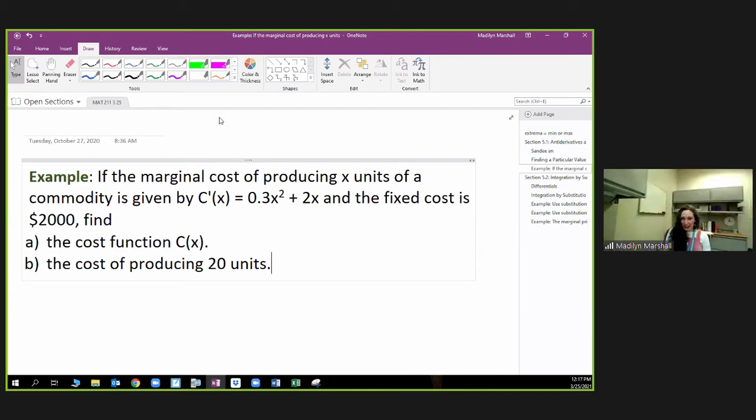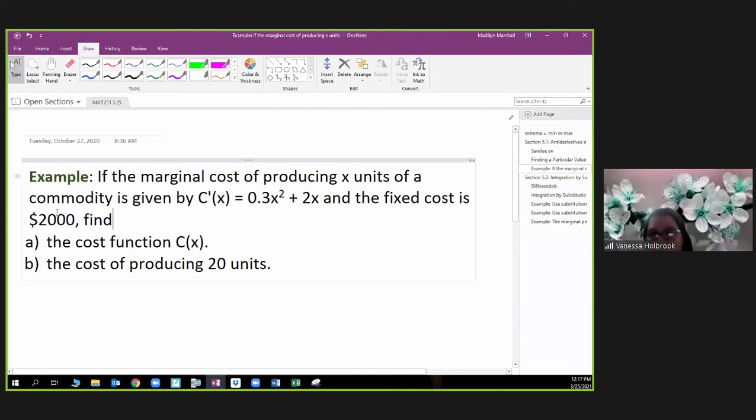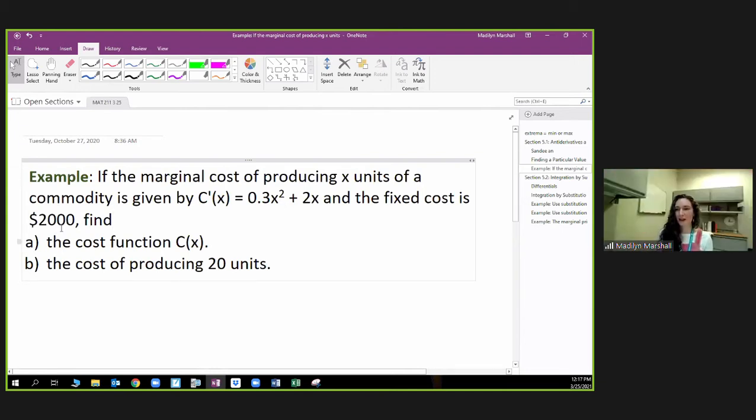So we have this problem. The marginal cost of producing X units of a commodity is given by C prime equals that expression. So we have talked about marginal cost in the past. It's just the derivative of the cost, that's C prime. And the fixed cost is 2,000. Oh no, we have not talked about that yet, but we will get to it in a little bit. So we have two parts. Our first goal is to find the cost function C of X.